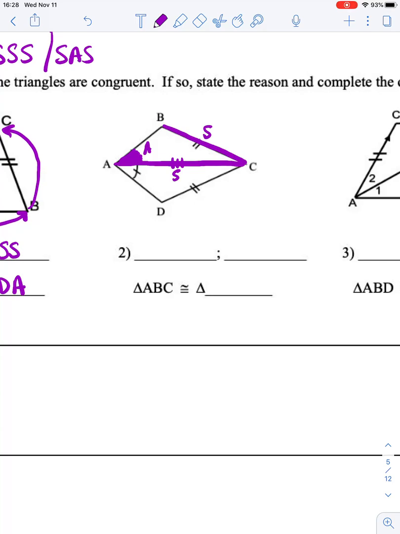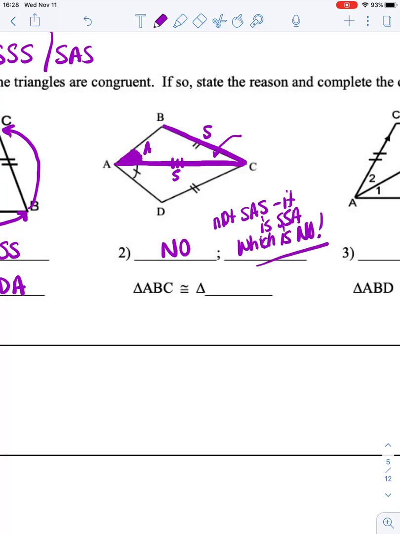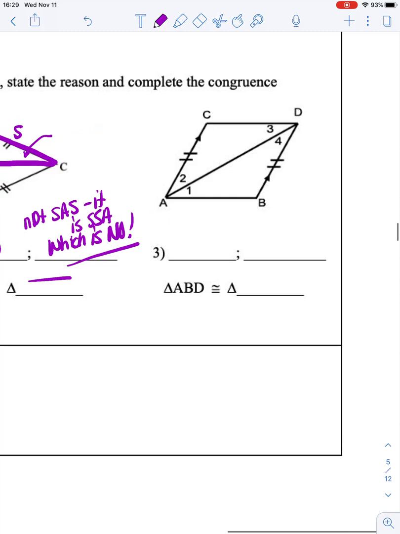Well, I have my side, and I have a side, and I have an angle. Notice where that angle is. It's at the end of one of the sides, like it's been spilled out. It's not here in the middle, which is where we need it to be. So I cannot prove that those triangles are congruent because it is not side, angle, side. Okay, it's SSA, which doesn't work. Okay, so there's no congruent triangles, so you can't write a congruent triangle statement.